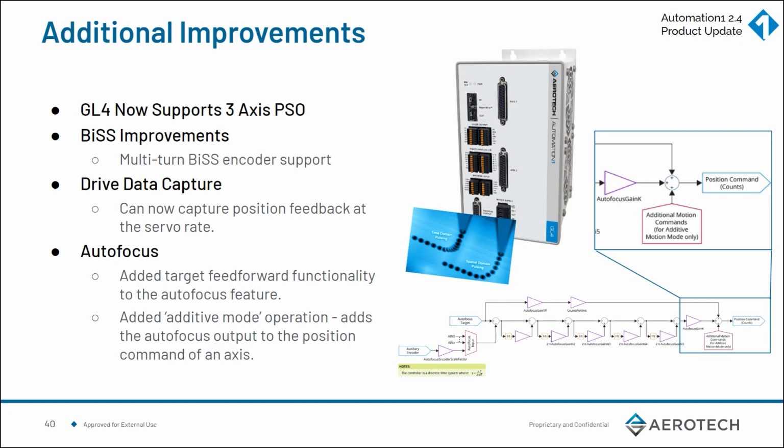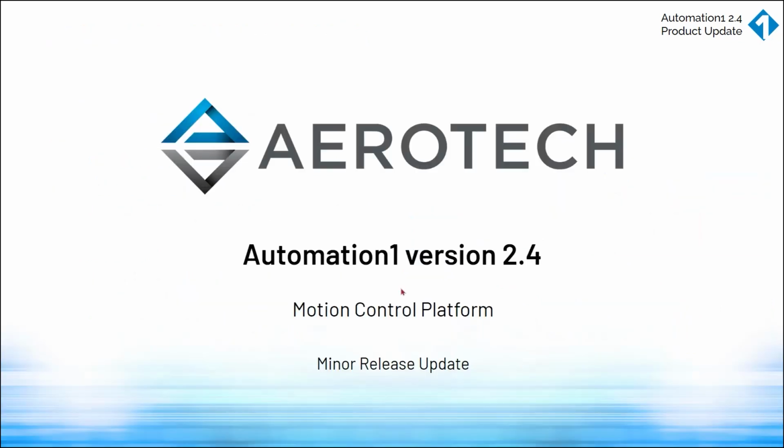We also have this new drive data capture. We can now capture position feedback at the servo rate. So that's a much faster way of capturing this data. And you basically write that into your drive array, your memory at your drive, and retrieve it later to the controller level. In autofocus, we added a target feed forward functionality to the autofocus feature. And we also added what's called the additive mode operation, which adds the autofocus output to the position command of an axis. And that's it.